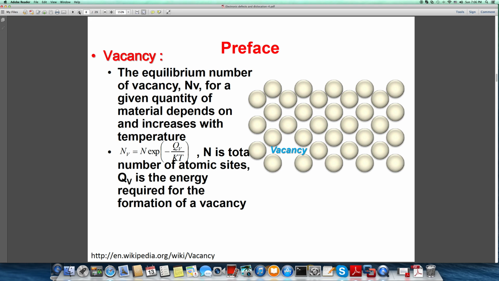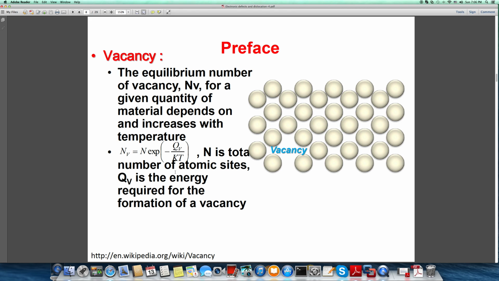Vacancy is a very interesting topic. Let's deep dive into the 0-dimension defect, vacancy. What is a vacancy? Vacancy is nothing. Nothing is there. We call it a vacancy. The equilibrium number of vacancies, NV, is the total number of sites times the exponential of the activation energy QV over the Boltzmann constant k and the absolute temperature T.